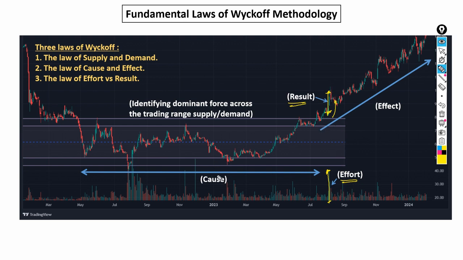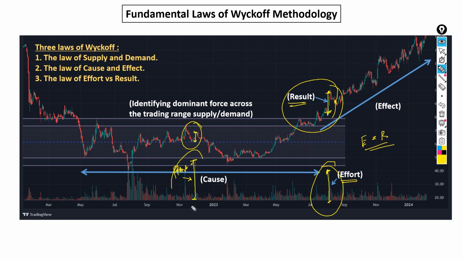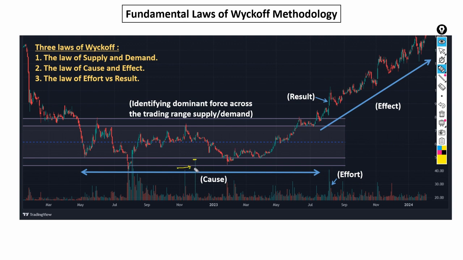So let's take another example to understand it better. Here also we see a large effort has been applied. But in this case, the result that we are getting is not as significant as this. In this scenario the result and the effort were quite the same, but here we see a kind of anomaly where your effort is very high, but the result is very little.